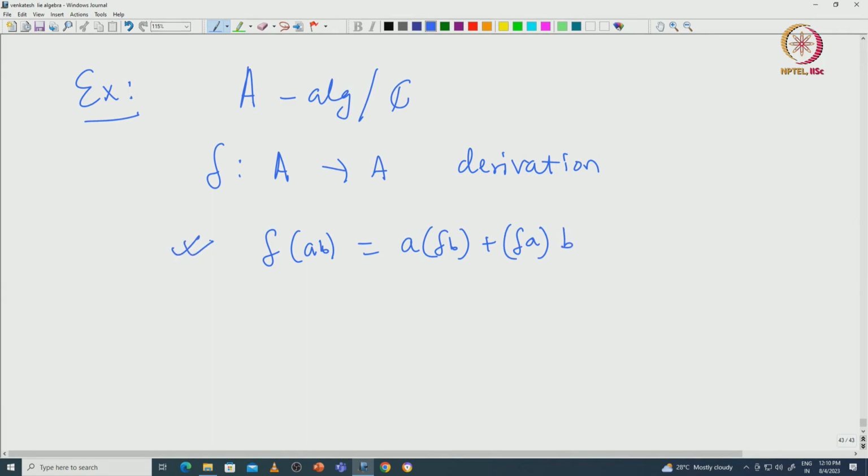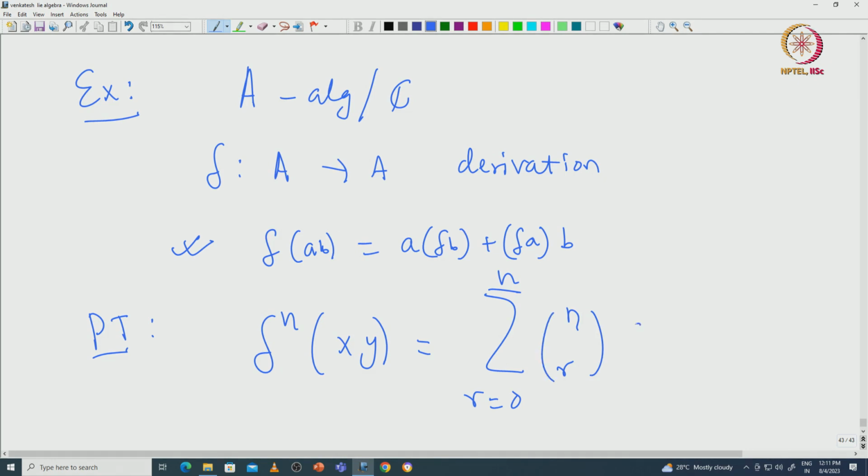Now what I want you to prove is that if you compose delta n number of times and act it on x y, then it has this formula, a very nice formula. This formula you must have seen in calculus, the similar formula works here also. The sum of n choose r, delta r of x, delta of n minus r of y, and this is true for all x y in A. Okay. So, this is just done by induction. I will leave this as an exercise, because I do not want to do another computation.